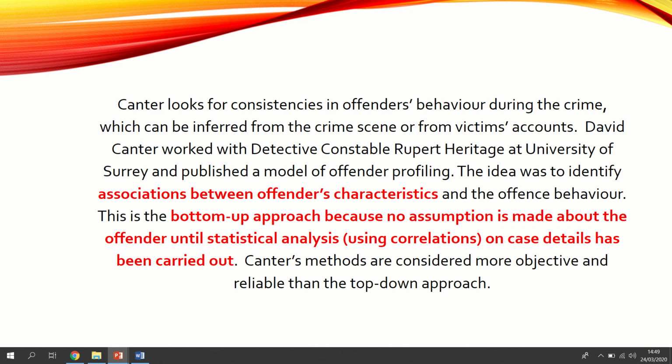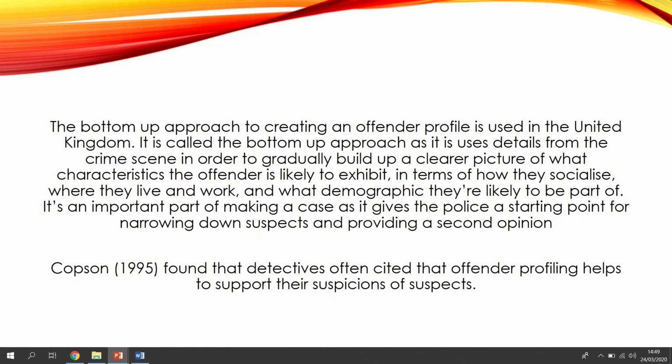What Canter said is, let's go to a crime scene, analyse all of the data, get all the evidence together, and then make assumptions based on the evidence and what we've heard from the victim and everything else on what sort of person this person is. So his method is usually considered a bit more objective, which means it's a little bit more scientific than the FBI's approach to offender profiling.